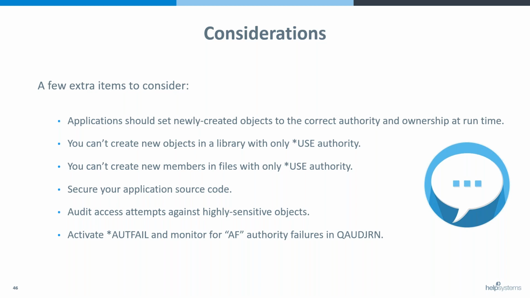It's worth noting you can't create new objects in a library that only has use permission. It's important to note as part of that, that I can still delete objects from a library where I only have use permission. Now, that's counterintuitive to a lot of people. Think of it this way. I have to get through the library layer first. Remember, we've got the rubber stamp. Once I'm inside the library, everything's controlled by the individual object. So if I have delete rights to a file, but use rights to the library, I can still delete that file. I also can't create new members in files if I only have use permission to the file.